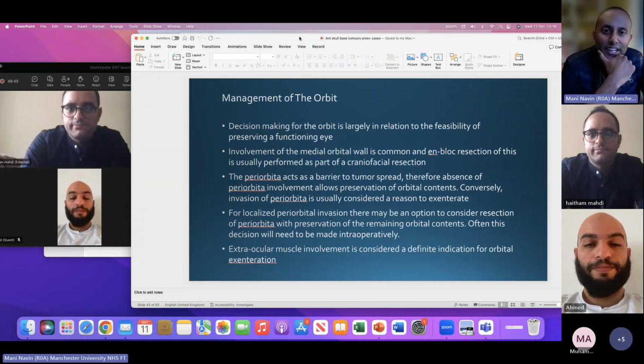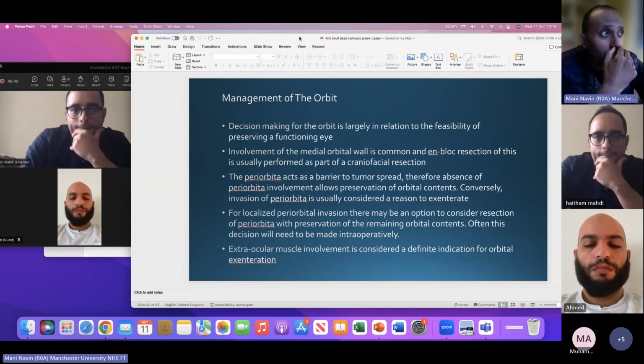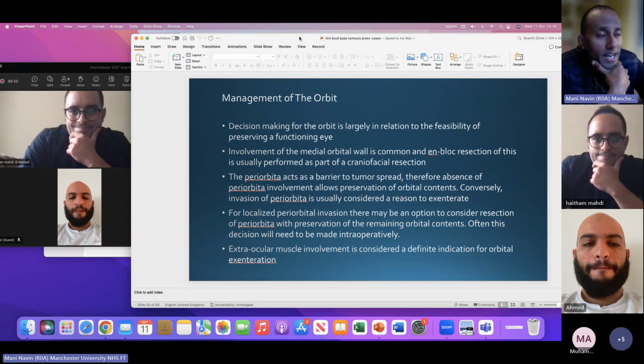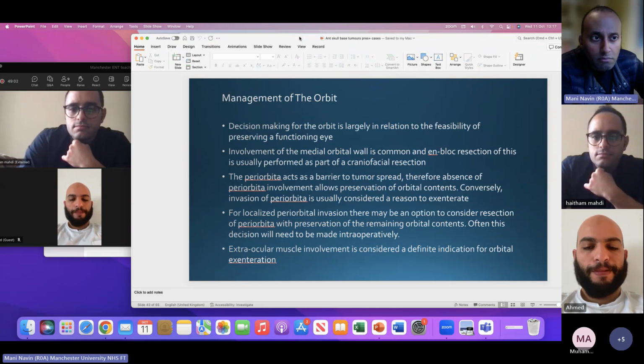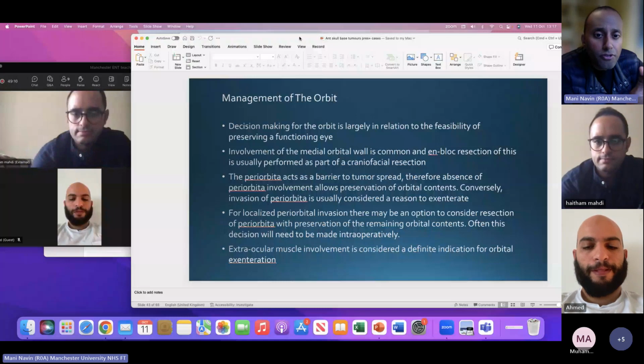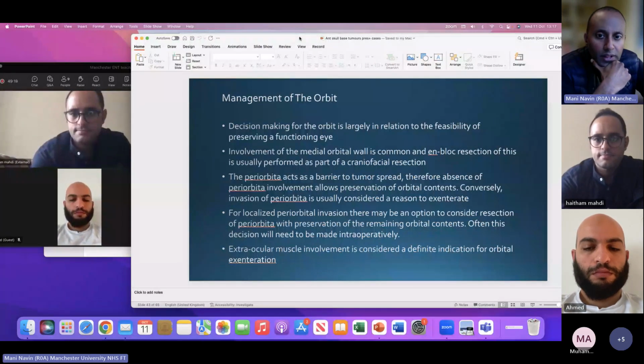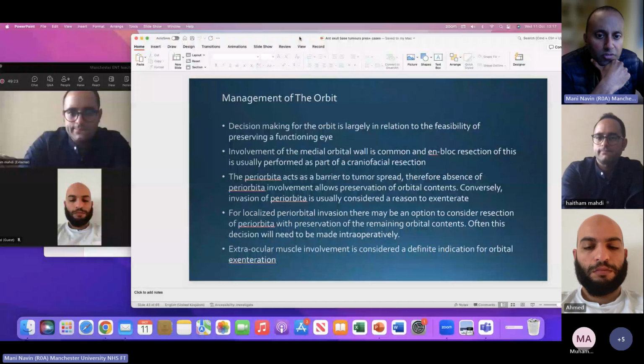So when you think about the eye, the question you have to ask yourself is, can you resect tumor macroscopically and preserve a functioning eye? Most of these tumors involve the medial orbital wall, the lamina, but you can still take the medial orbital wall and the periorbita with preservation of the eye, because remember the periorbita is a good barrier, a thick layer. Once the tumor is through the periorbita into the orbital fat, in most cases you would generally exenterate the orbit. Just small amounts of periorbital invasion mean you could still aim to preserve the eye.